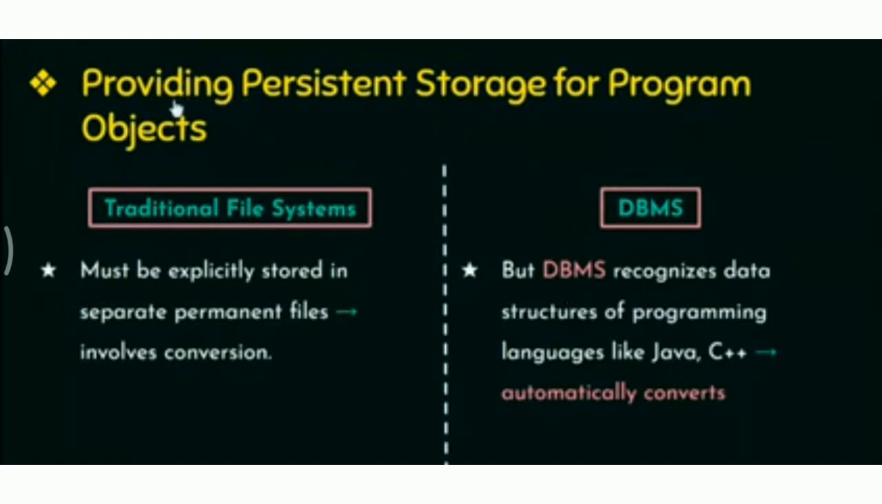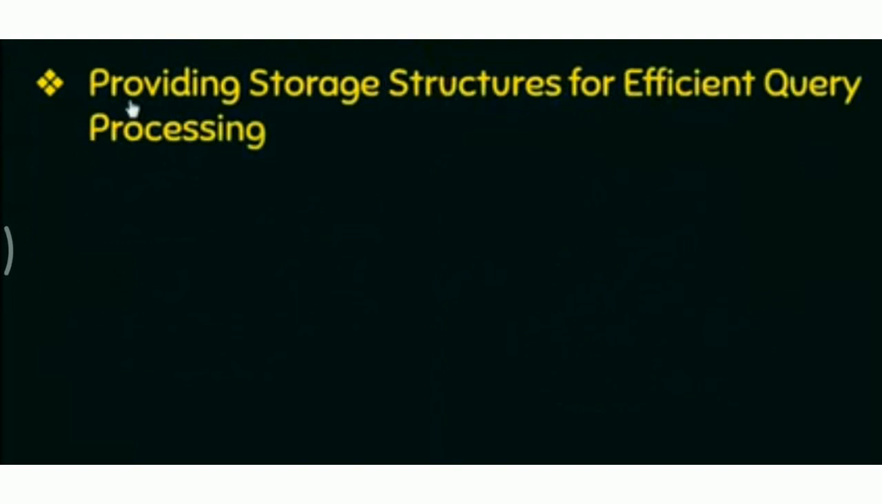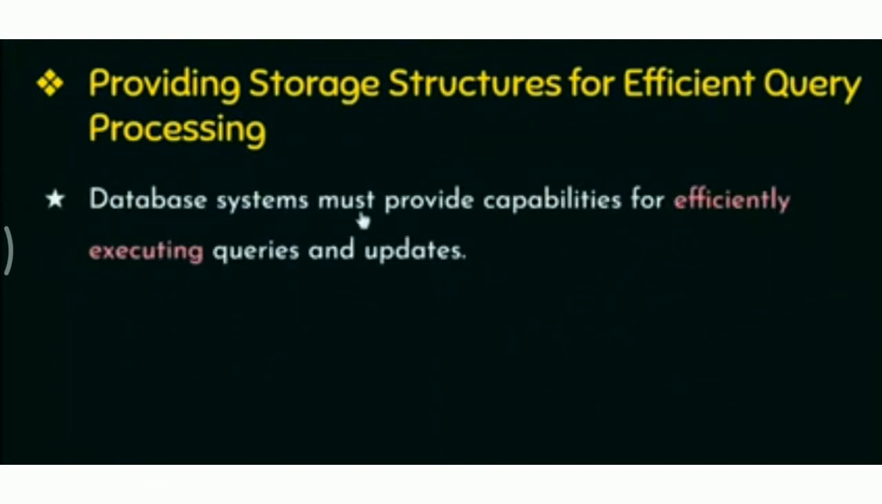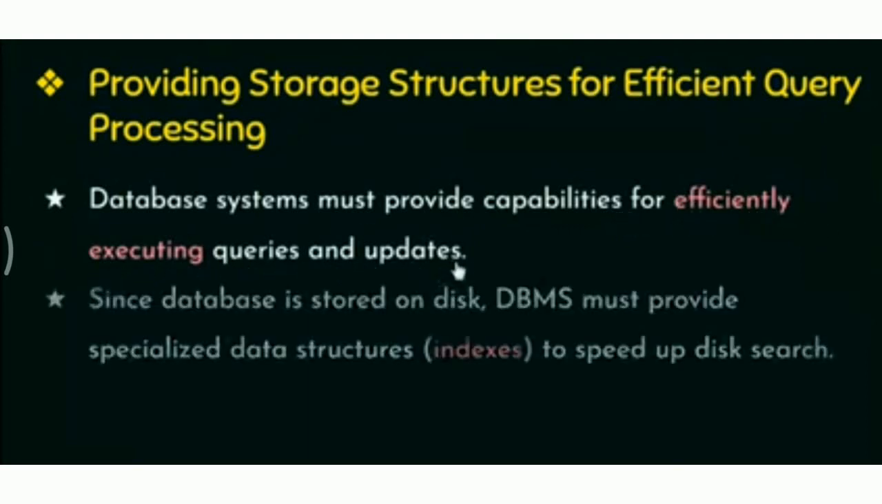So all of this database contains data that is visible to multiple users. So only correct data should be entered and stored in a database. Providing a storage structure for efficient query processing. This is also a main advantage here. A database system must provide capabilities for efficiently executing queries and updates. Since a database is stored on a disk, DBMS must provide specialized data structures to speed up disk search. Yes, so this is also a main advantage here.